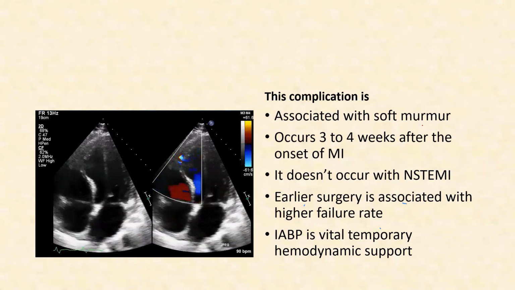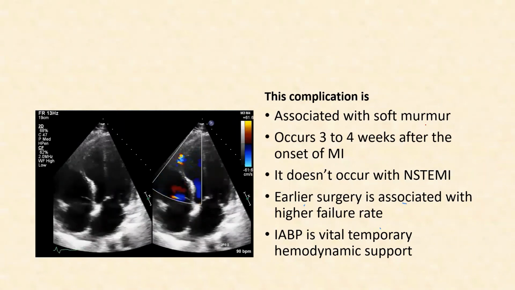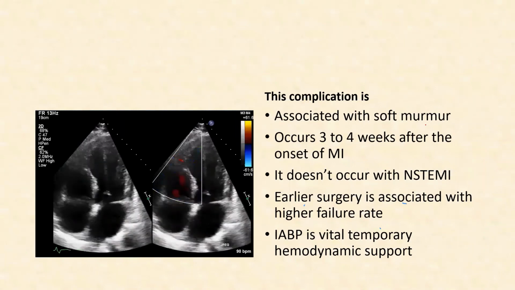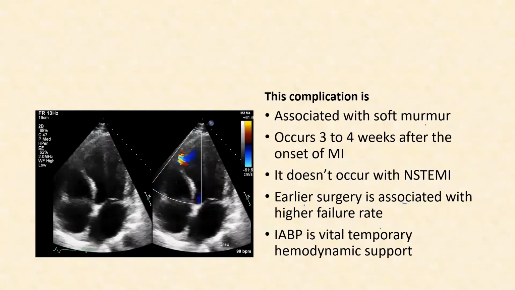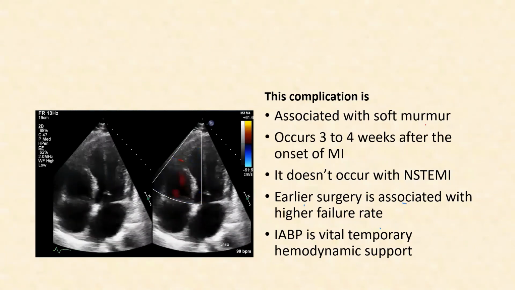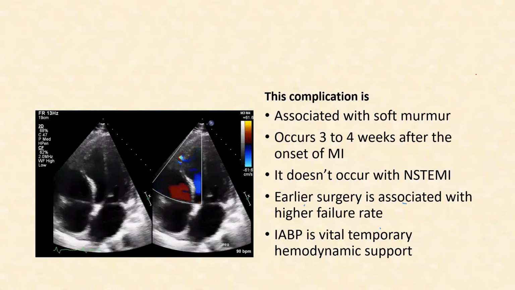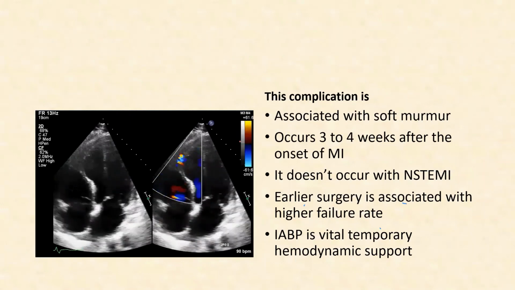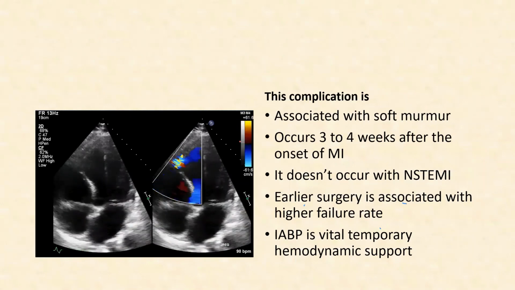Is it associated with a soft murmur or a loud murmur? Most likely a soft murmur, especially if the defect is small. Okay. Any other opinion? Loud murmur? The right answer is right. So the murmur of the VSR tends to be loud and sometimes associated with a thrill. But the papillary muscle rupture MR is softish.